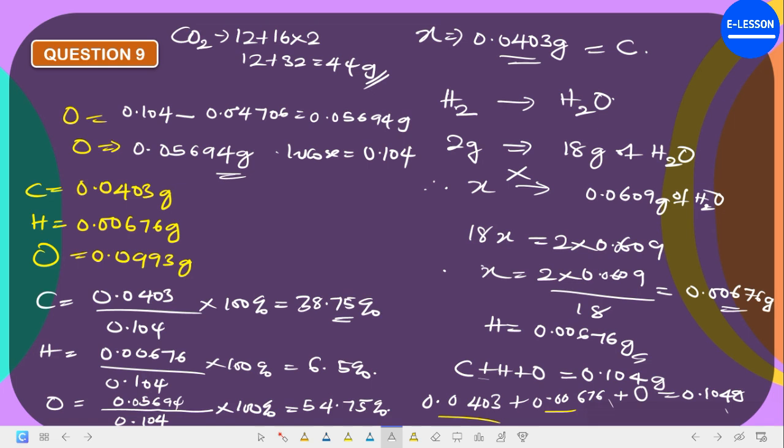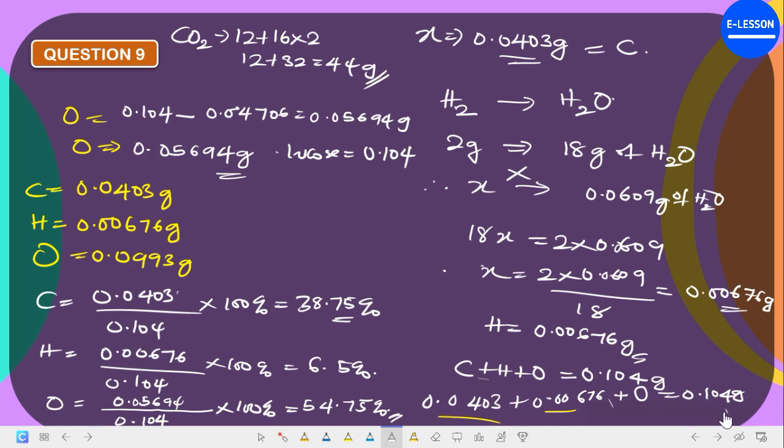Now if you add everything together, 38.75 plus 6.5 plus 54.75 is going to give us 100 on the dot. That was why I shouted no, because if you added that 95 plus everything here, it was going to be more than 100. Are we getting it now? So that is the percentage composition of carbon, hydrogen, and oxygen.